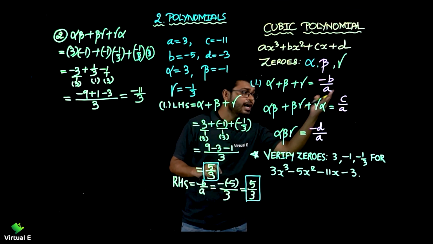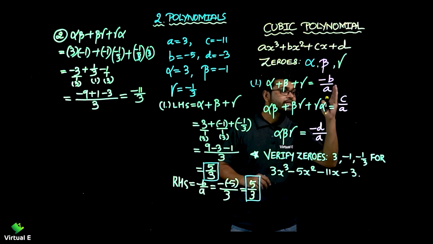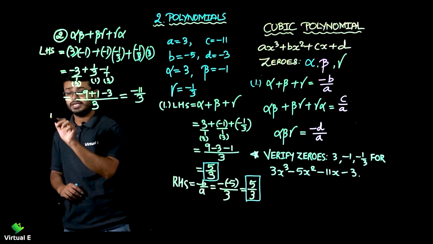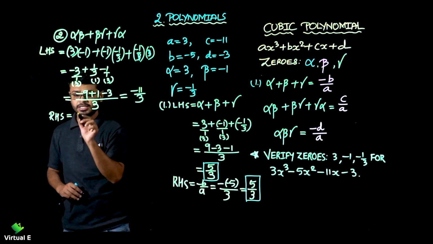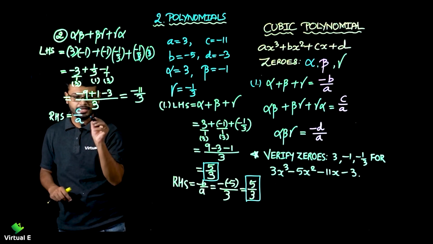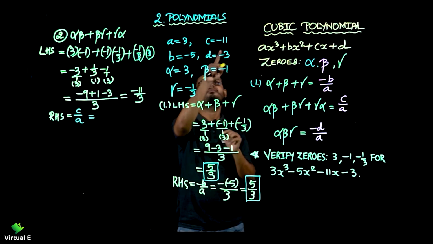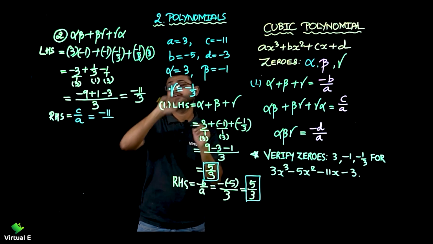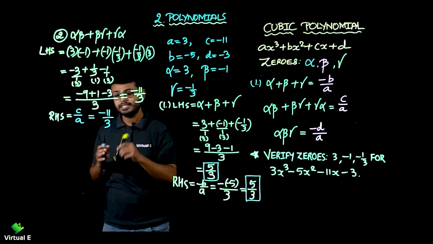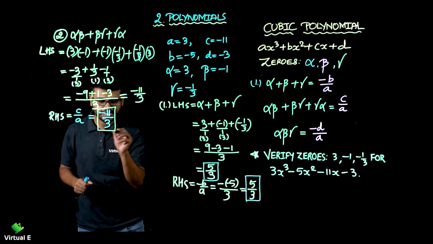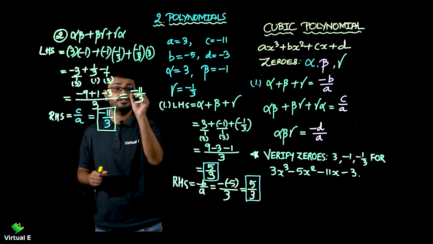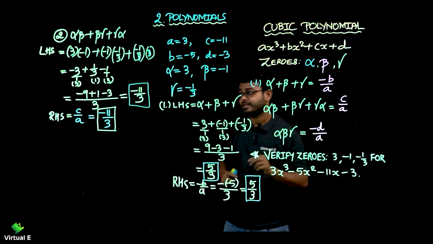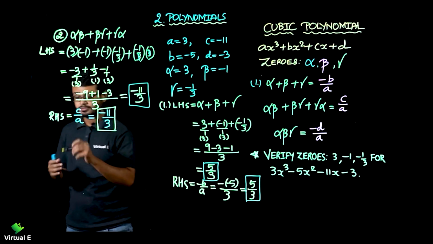Now I need to get the RHS. What is the formula for RHS? C by A. Let me write LHS. I want to get the RHS. RHS is C by A. What is the value of C? Value of C is minus 11. And what is the value of A? 3. So you can see we are getting the value very easily. LHS and RHS, minus 11 by 3, and here also minus 11 by 3. So the second relationship is verified. Let's do the third one.